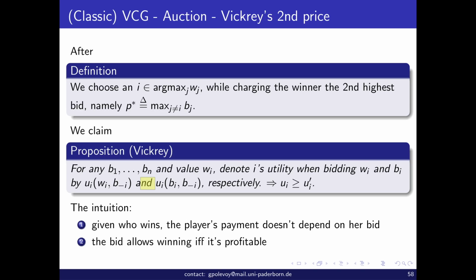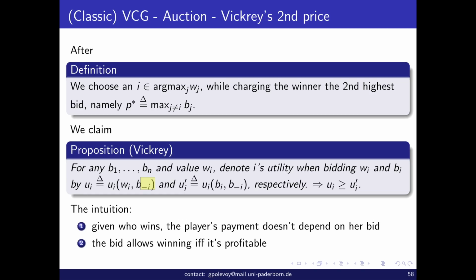And when it is the case, then bidding your true value is never worse, regardless of what others do. It's never worse for you than bidding something else. It's always at least as good to bid your true value. Now, why? We now prove it, but the intuition is, given who wins, you pay the second best bid.